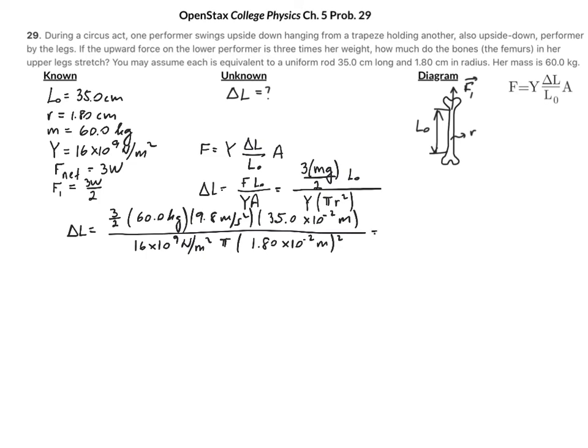And when we plug these numbers into our calculators, we end up with 1.9 times 10 to the negative 5 meters. Or if we convert it back into centimeters, it's 1.9 times 10 to the negative 3 centimeters. So this is how much each of her femurs stretch. A very tiny amount, but there is a significant stretch.